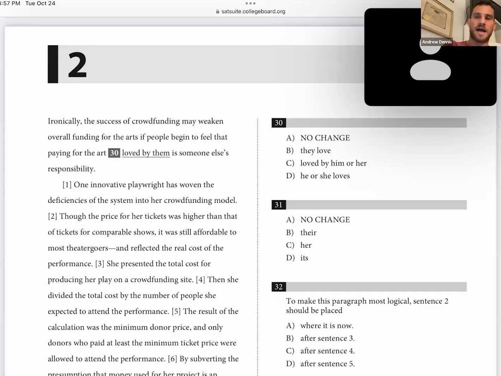Loved by them is passive. Loved by them is stating the subject second instead of first. We like to do subject and then verb, right? Subject, action. So loved by them is action and then subject. They love is subject and then action. If people begin to feel that paying for the art they love is someone else's responsibility, definitely.